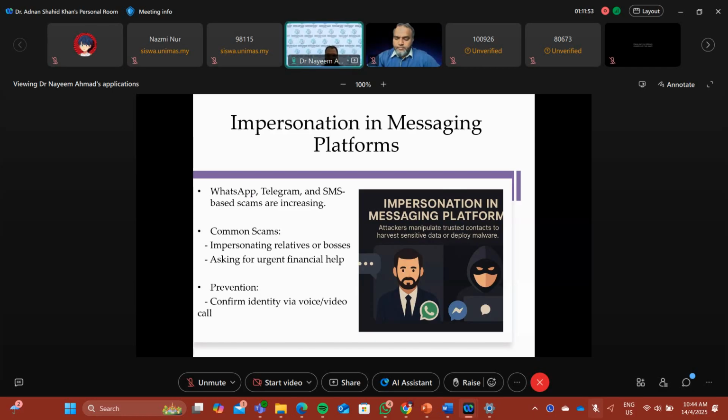So we have to make double sure nowadays whether the person who is sending you a message is the same person or not. My friend recently, even from Kuching, one of my friends, contacted me, but from another number.